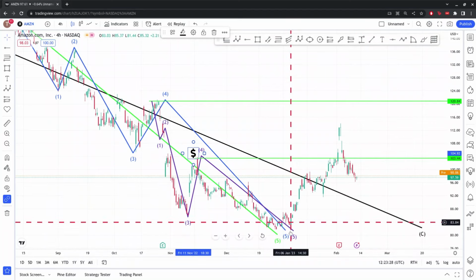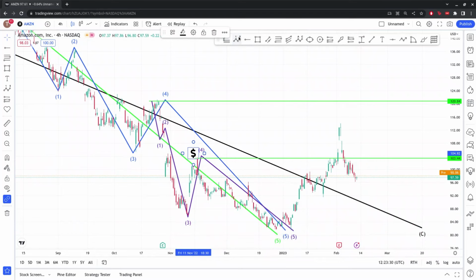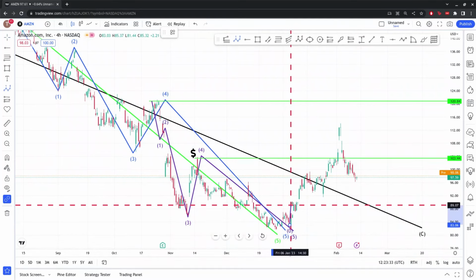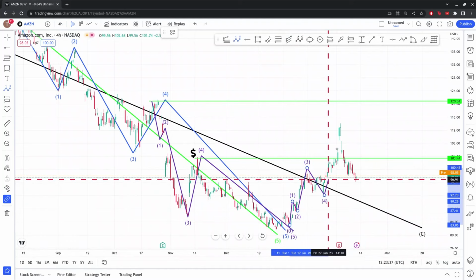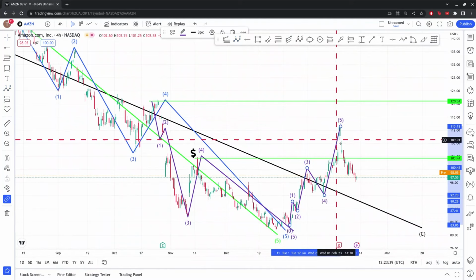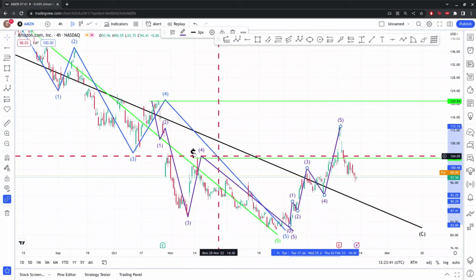So you can see that this was the 5 wave pattern. This was the first wave, second wave, the third wave, the fourth, and the fifth wave. This fifth wave was the liquidity grab. This grabbed the whole money resting down here.